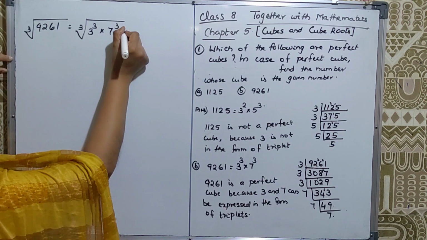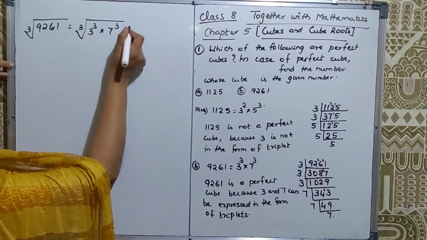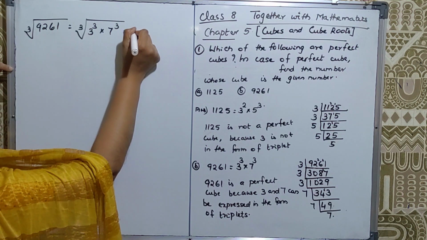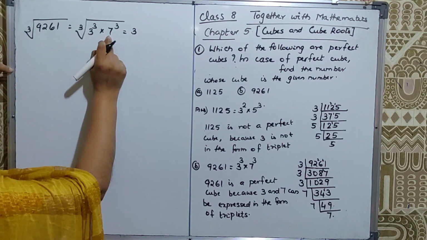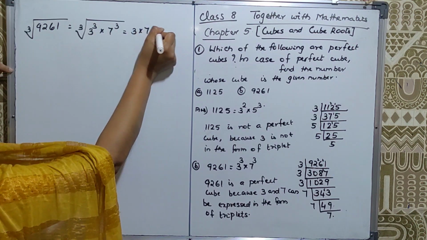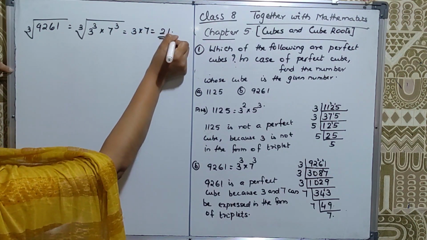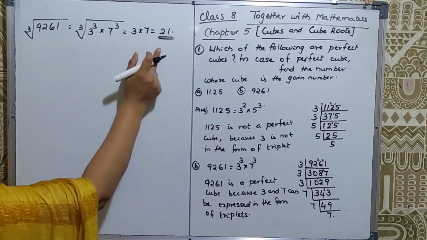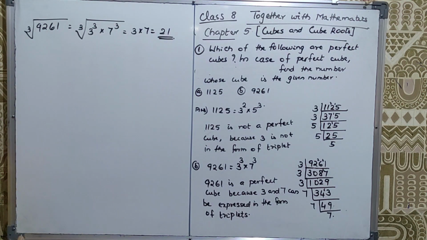Cube means instead of 3 3's, because the order is 3, 1 3 outside. Again, instead of 3 7's, we'll take 1 7 outside. So it will become 21. So the cube root of 9261 is 21. That is the answer.